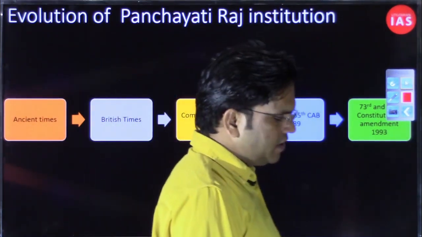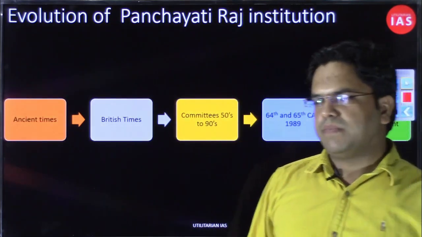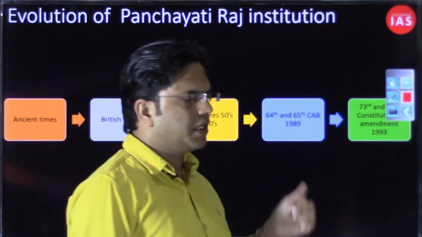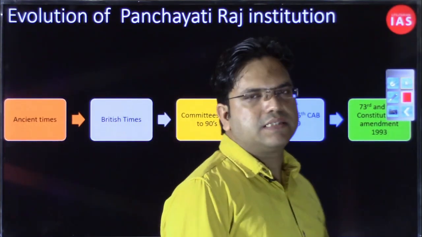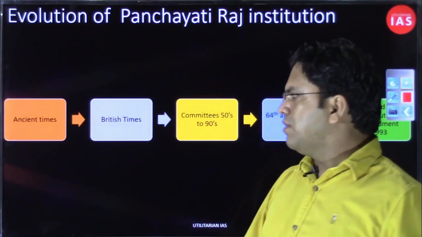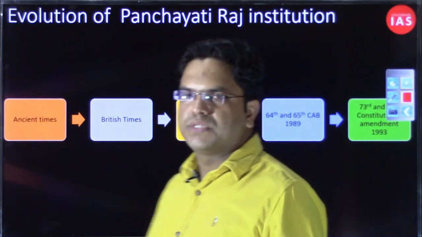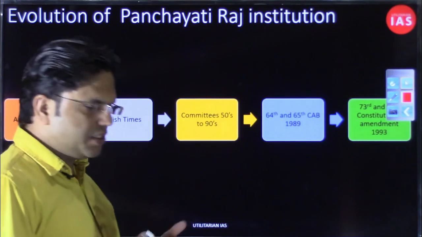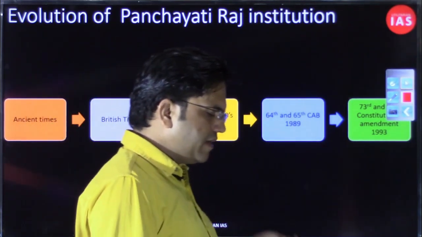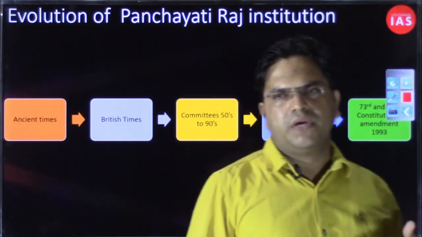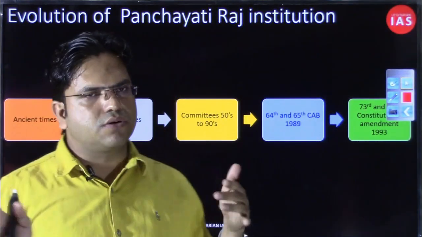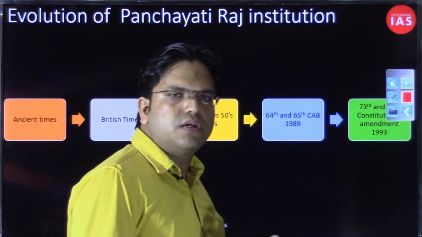Finally, in 1993, led by P.V. Narasimha Rao, you had the 73rd and 74th Constitutional Amendment Acts, by which Panchayati Raj and urban local bodies were created or given constitutional status. It's not that from the 50s to the 90s you did not have any panchayati institutions, or the existence of Gram Sabha. Those structures existed, but as far as uniformity in structures across the nation and the constitutional status, it was entirely absent.